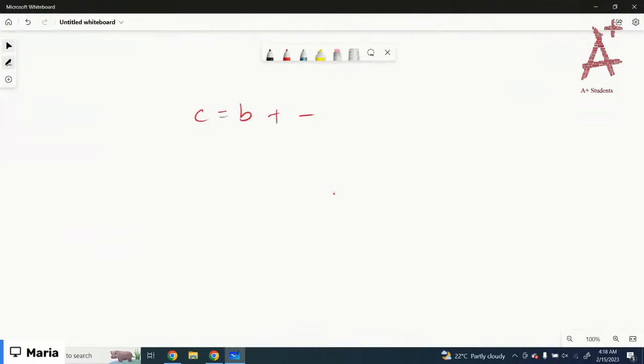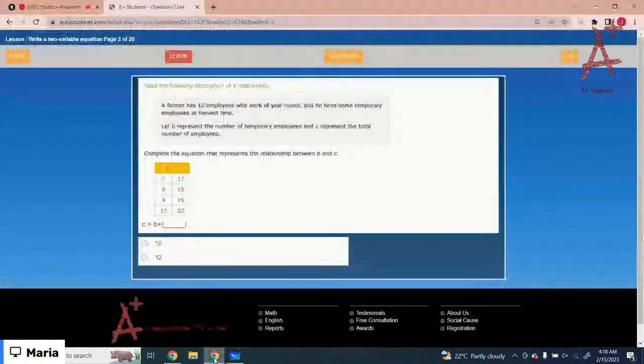C equals B plus the missing number. Just look at the value. Here you have B and here you have C: 7, 17, 8, 18, 9, 19. So you have to just find the relationship between these values.